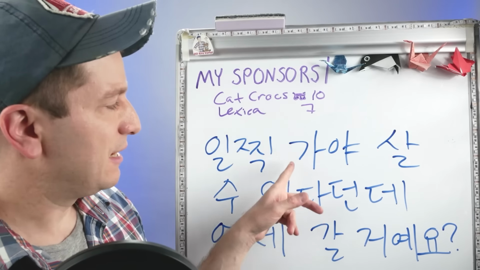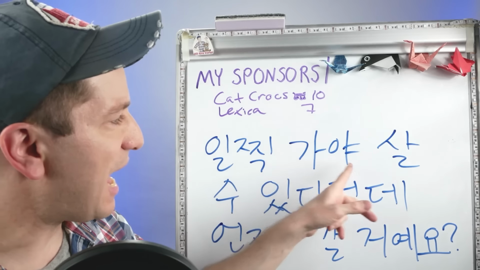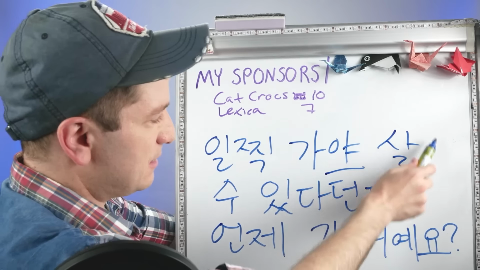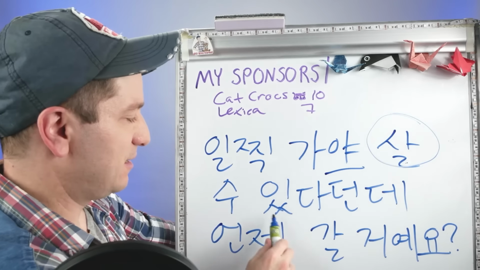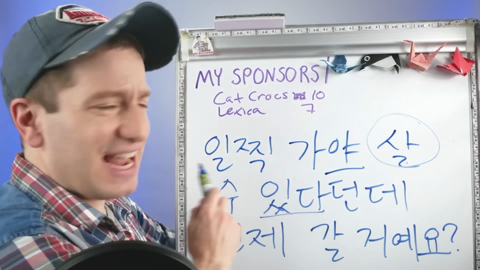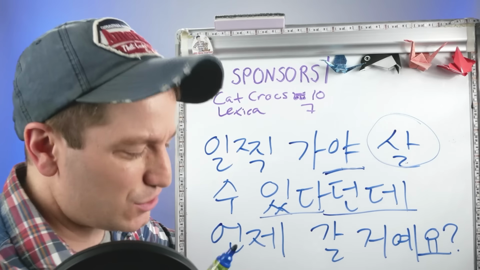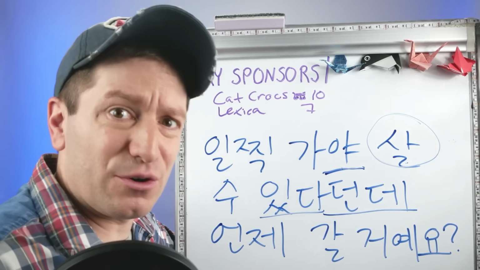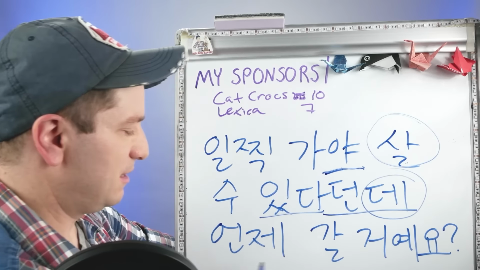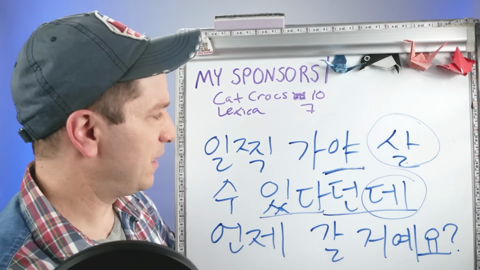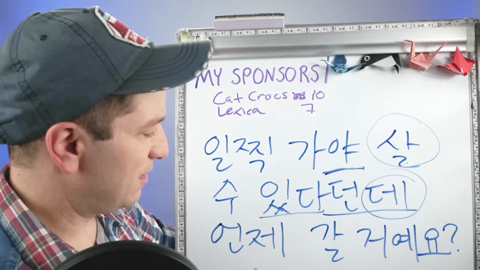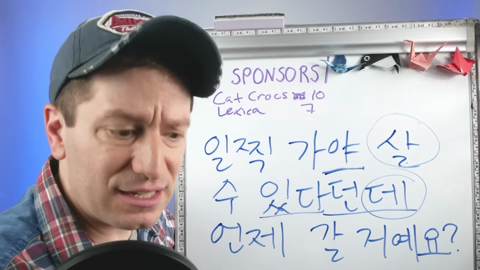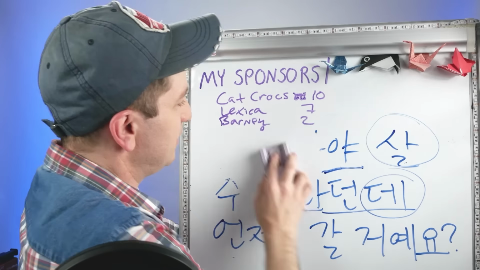일찍 is early, 가다, to go early. So 일찍 가야. This 야 means only if. So only if you go early, 살 수 있다, 사다, to buy, 있다, can buy. So you can only buy it if you go early. 하던데. So I remember hearing that you can only buy that if you go there early, but 언제 갈 거예요? When are you going to go? 일찍 가야 살 수 있다던데. 언제 갈 거예요? So I heard you can only buy that if you go there early. So when are you going to go?